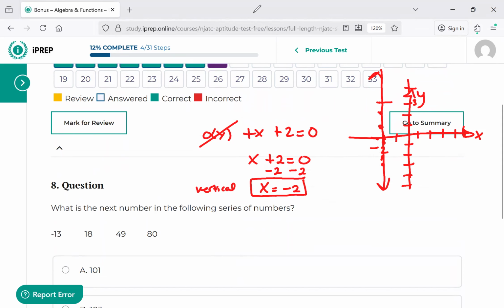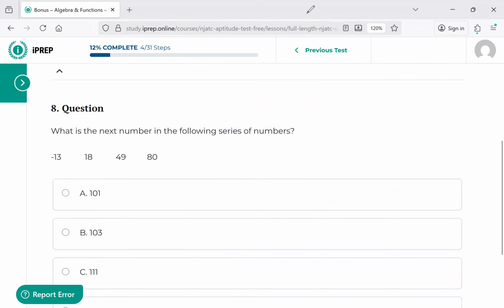Okay, let's move on to question 8. What is the next number of the following series of numbers? So we're dealing with sequences. When we're dealing with sequences, just note they can be arithmetic, meaning you have a common difference, and it also could be geometric, with a common ratio, meaning you multiply by a number. Sometimes it would be neither, sometimes a mixture of both.